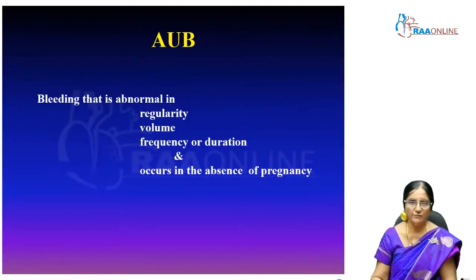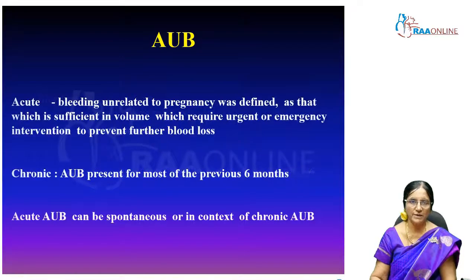So this is the definition. When bleeding is abnormal in regularity, volume, or frequency, and occurs in the absence of pregnancy, it is called abnormal uterine bleeding. It can be either acute or chronic. Acute bleeding unrelated to pregnancy is defined as bleeding of sufficient volume that requires emergency intervention to prevent further blood loss. They can come in a state of shock.